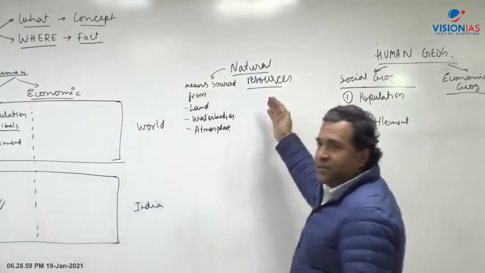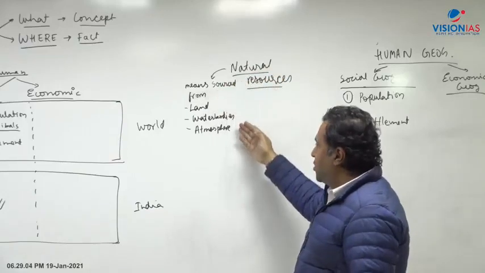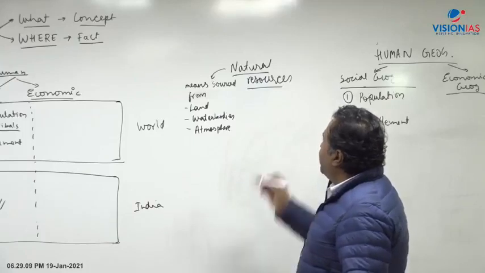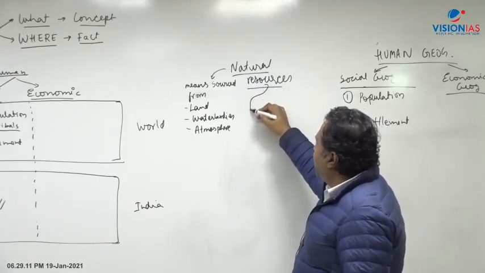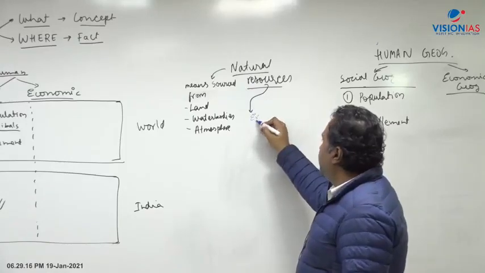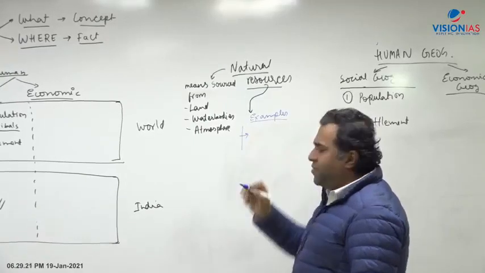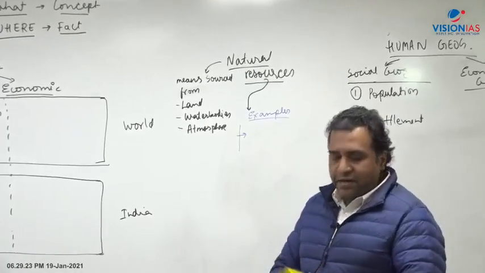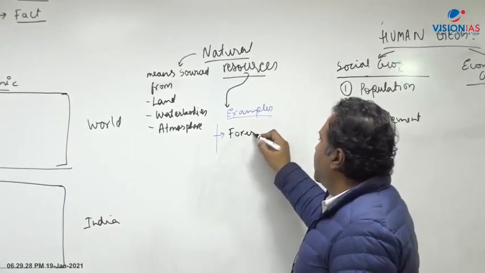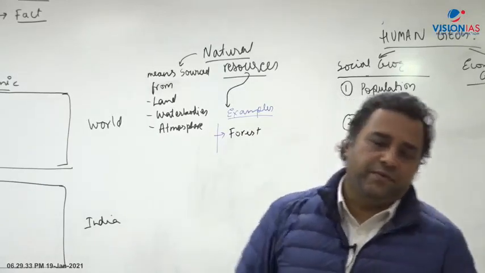So, natural resource. What is a resource? The use of which is known to us. And natural means from land, water and atmosphere. Okay? So, which are the examples of natural resources? You can say some of the first natural resource examples that we had, the first things that we used, were forest resources. The resources from the forest. These are the first resources that we used.